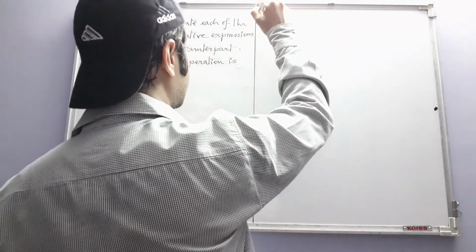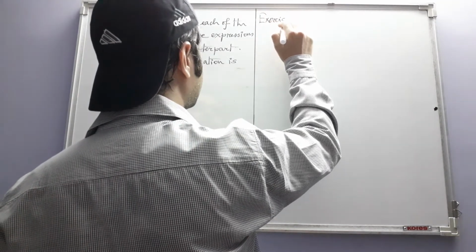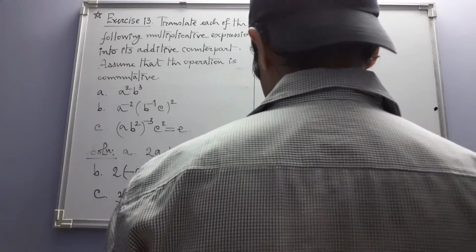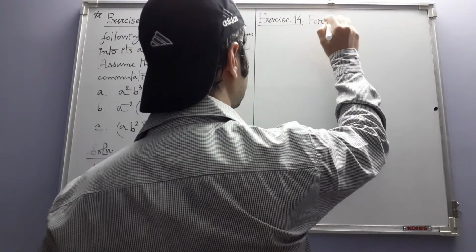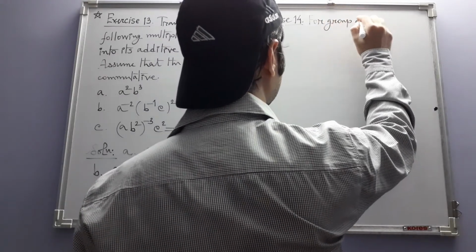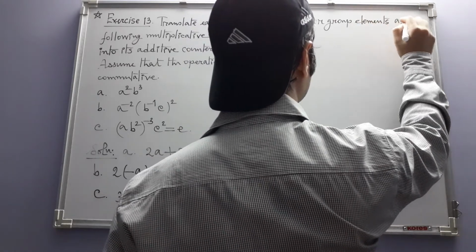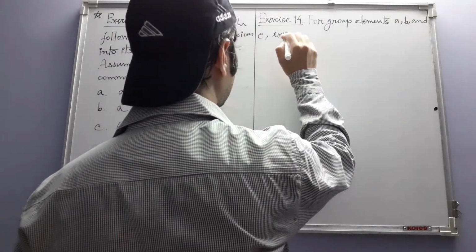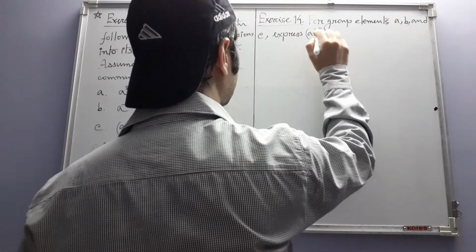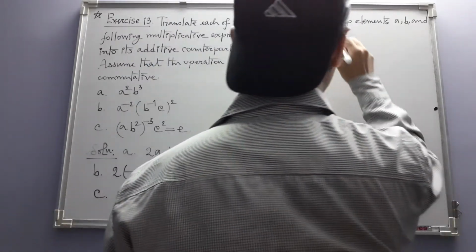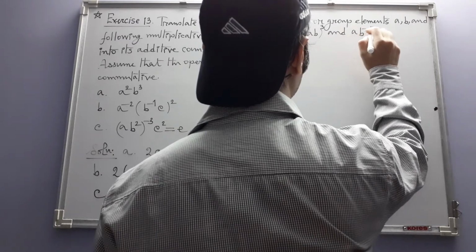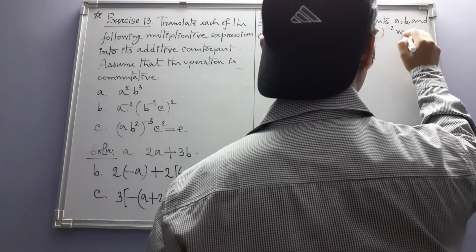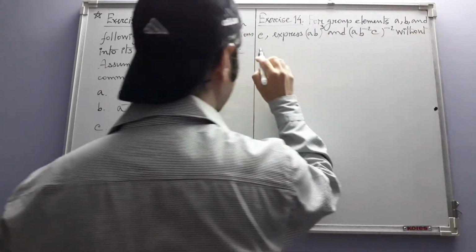Okay, then exercise 14. For group elements A, B and C, express AB whole cube and AB to the power minus 2C whole to the power minus 2 without parentheses.